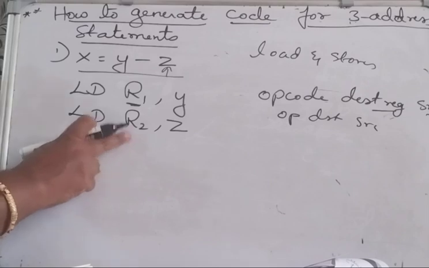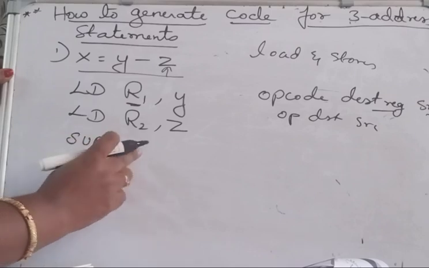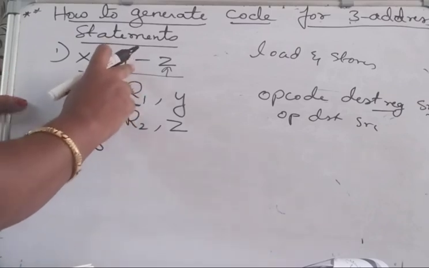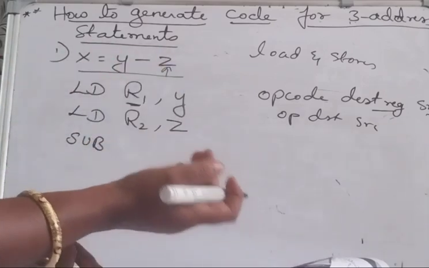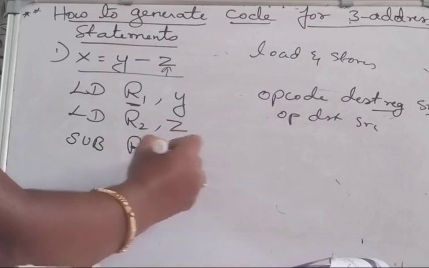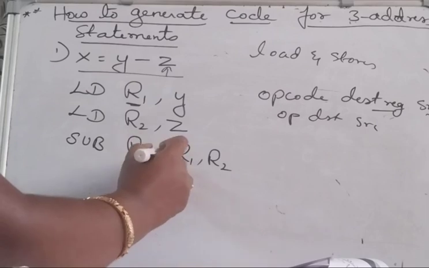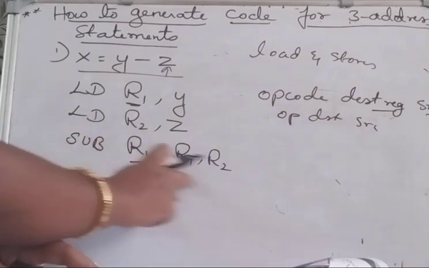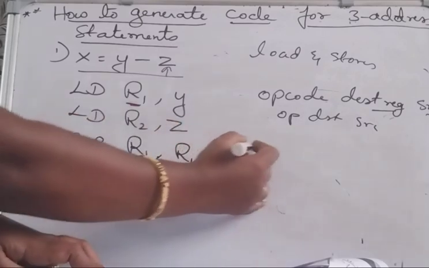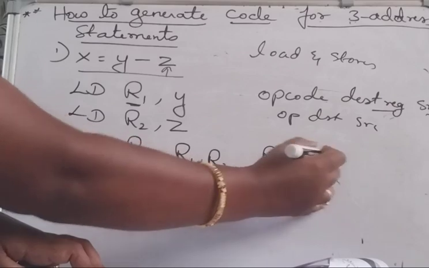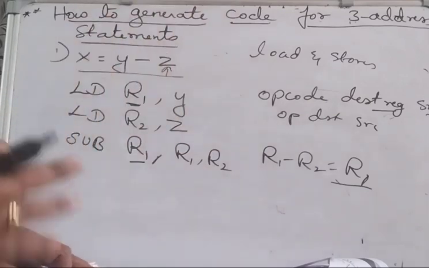Here the destination is r2. After loading, what should I do? I should perform the subtract operation. I am writing sub. Subtract r1 minus r2 and store the result in r1 or r2, whatever you want. So now I am writing sub r1, r1, r2. Subtract r1, r2 and store the result in r1 itself. I can write 3 registers like this in arithmetic instructions. It means r1 minus r2, and the result is stored in r1. You can write r2 also; it is left to you.